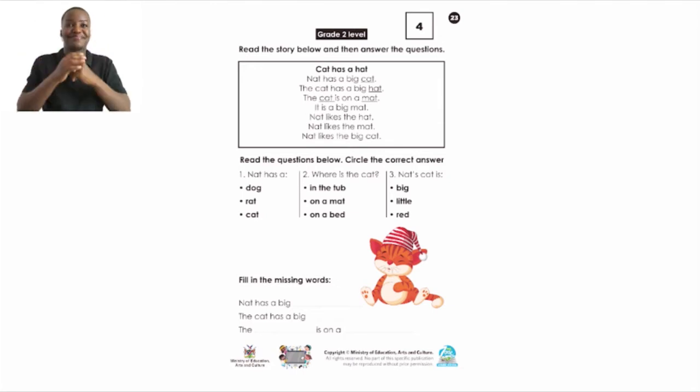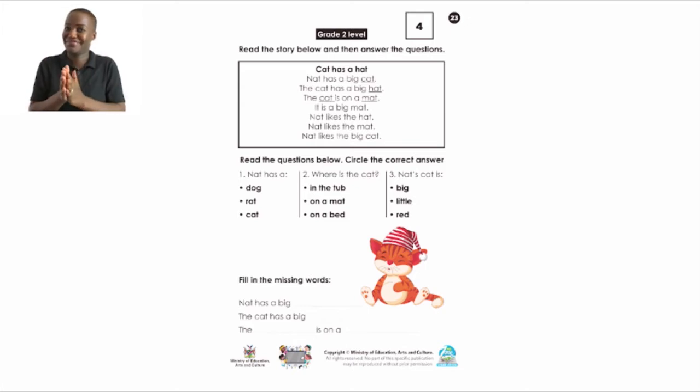Let's read together. Nat has a big cat. The cat has a big hat. The cat is on a mat. It is a big mat. Nat likes the hat. Nat likes the mat. Nat likes the big cat. This cat is very interesting.